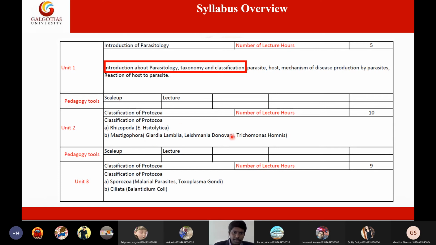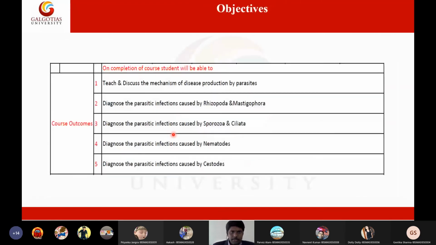Here we have three important pathogens in your syllabus: Giardia lamblia, Leishmania donovani, and Trichomonas hominis. Trichomonas hominis and Trichomonas vaginalis are two names for the same pathogens. Leishmania species I will discuss in the next lecture. In today's lecture, I will discuss in detail Giardia lamblia and Trichomonas. First I will discuss Giardia lamblia. Before that, let me do a quick revision.